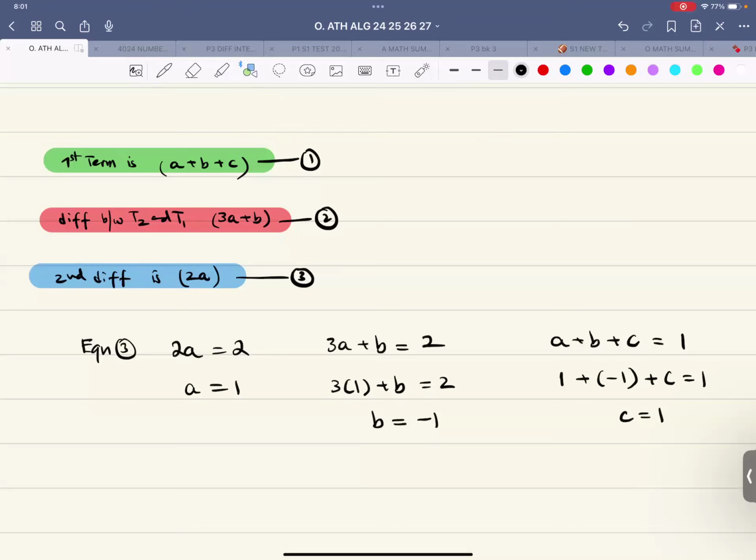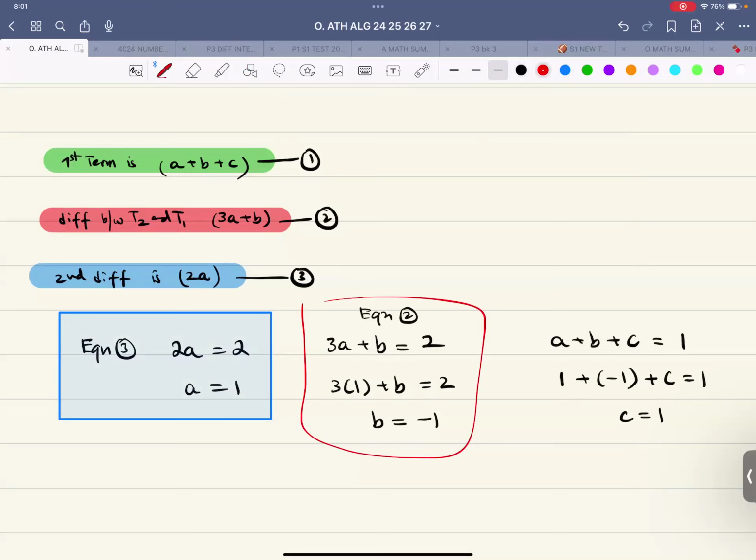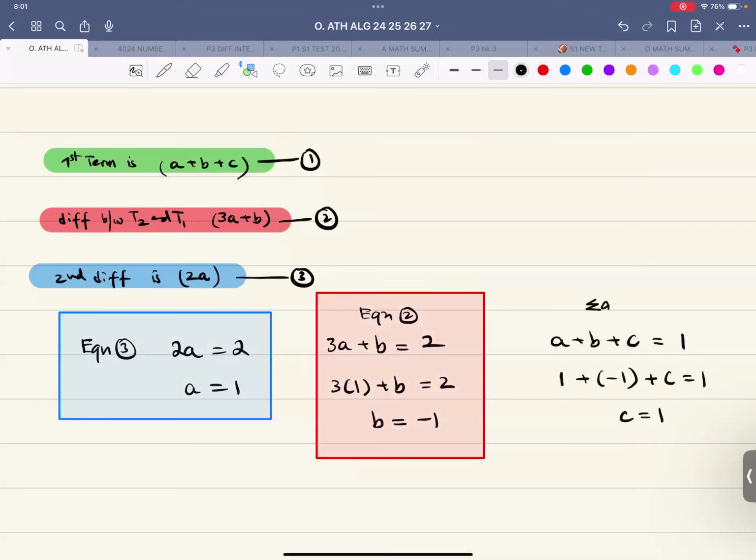So let me again highlight this thing. We started off with the blue thing using equation 3. And then using equation 2, we found the value of b, which is the red color thing. And the last but not the least, that is equation number 1. So let me write over here. That is equation number 1. That is a plus b plus c equals this. So let me use a green color marker, and that is how this thing is done.